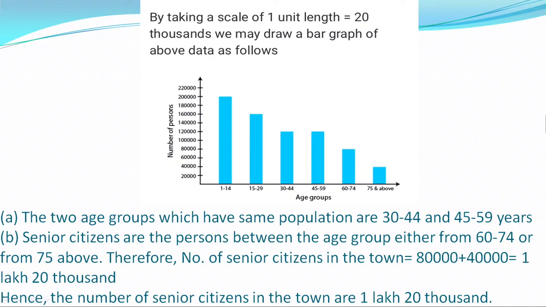Okay. Good. Now, next question is, representation of data in the form of picture is called dash. First option is bar graph. Second option is pictograph. Third option is tally mark. And fourth option is histogram. Ma'am, you just explained this. It's called pictograph. Yes, very good. We use pictures to show the data and it is known as pictograph.